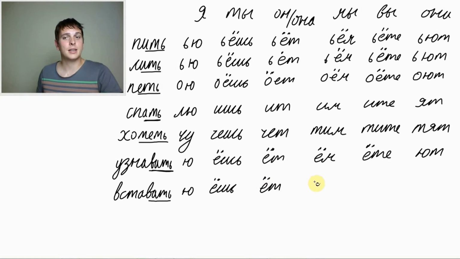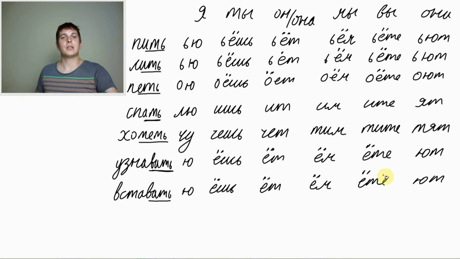We are getting up. Мы встаем. We are getting up. Вы встаете. You are getting up. And они встают. They are getting up. So here, you see, just need to remember the conjugation type number 1 and removing the last 4 letters. It was easy, isn't it?